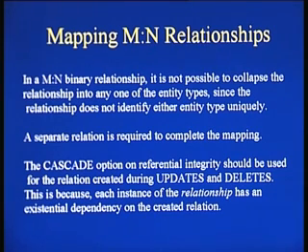So this slide summarizes how m:n relationships are translated. In an m:n binary relationship, it is not possible to collapse the relationship into one of the entity types, because neither of the entity types uniquely identifies the other entity type. Therefore, a separate relation is required, and usually this is in the name of the relationship type itself. So a separate relation is required in order to complete the mapping.